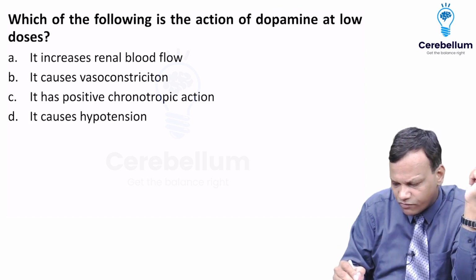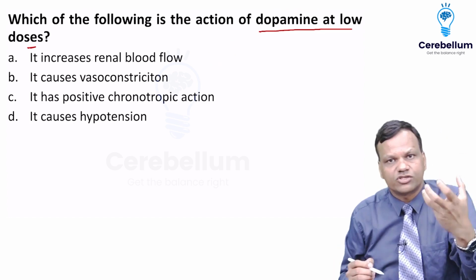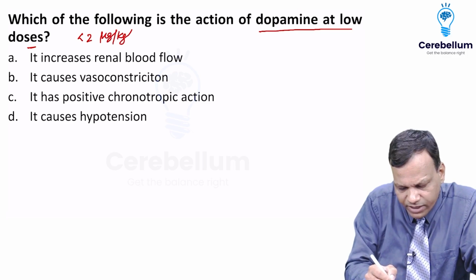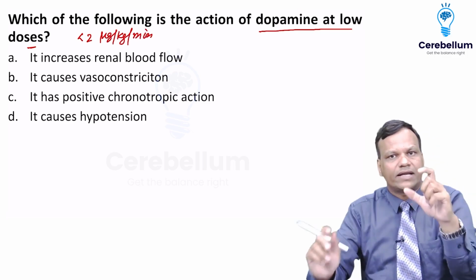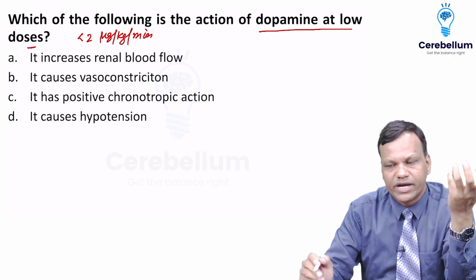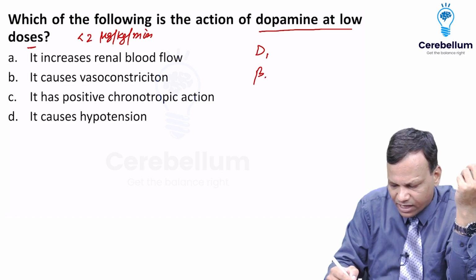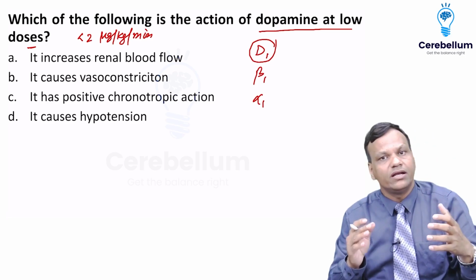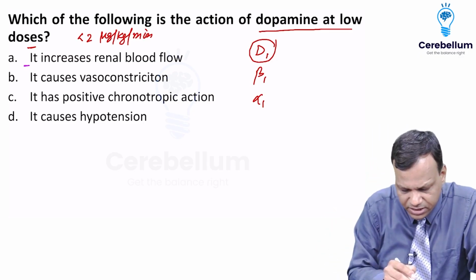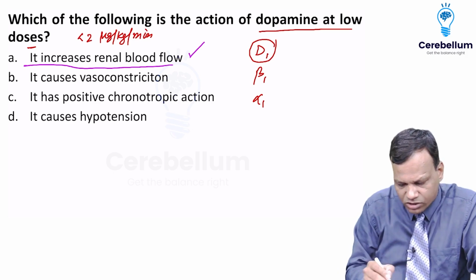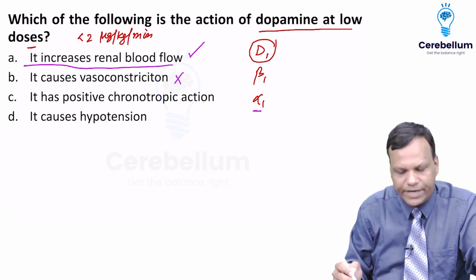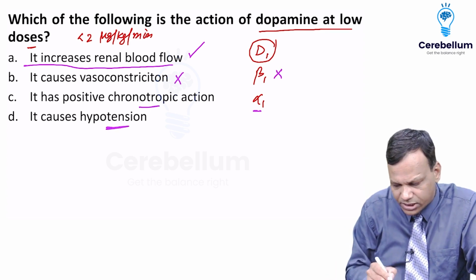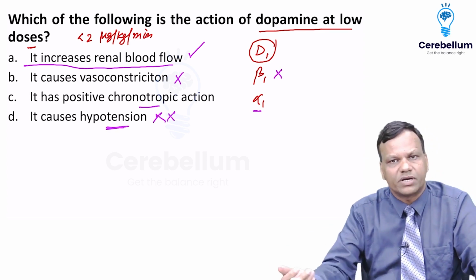Which of the following is the action of dopamine at low doses? First of all, what is the meaning of low dose? It is less than 2 microgram per kg body weight per minute. At low dose, which receptor is it stimulating? Yes, D1. Remember D1, beta 1, alpha 1 in this sequence. So at low dose only D1 will be stimulated, and D1 mainly causes renal vasodilation. So increased renal blood flow, yes, this can happen. Causes vasoconstriction is wrong, it requires alpha 1 which is high dose. Positive chronotropic effect requires intermediate dose, and causes hypotension is wrong; it does not cause hypotension, it causes hypertension, an increase in BP.